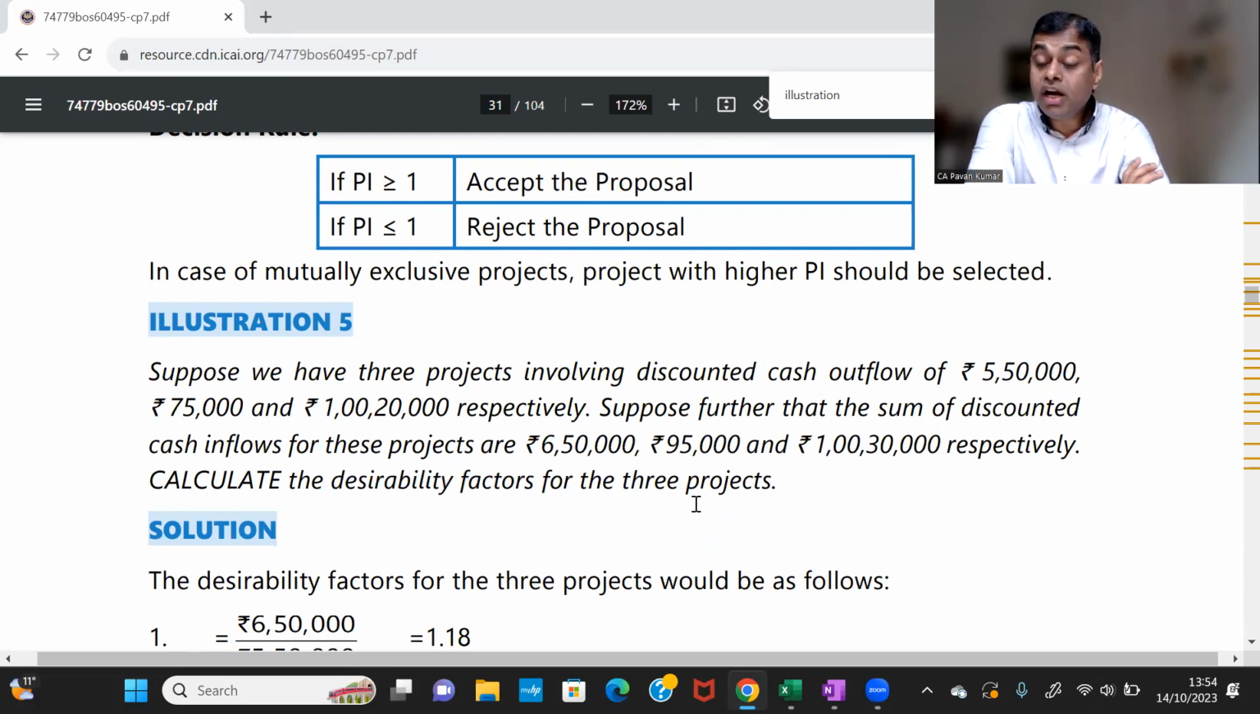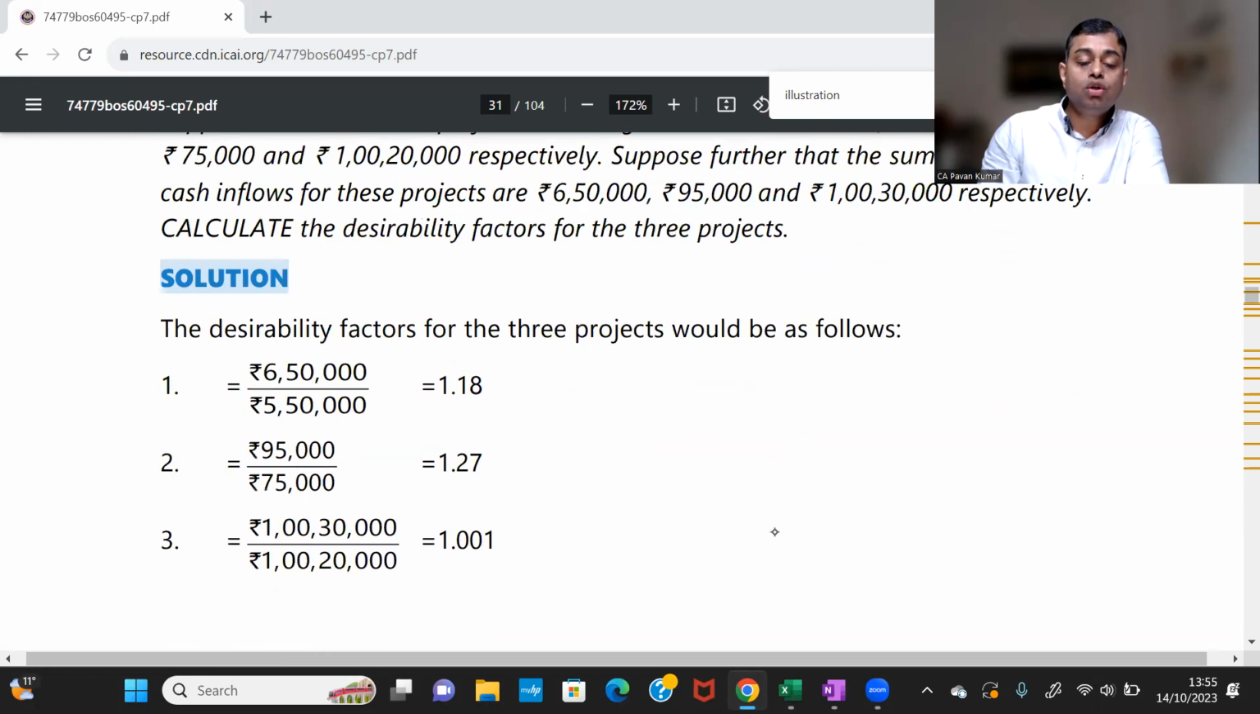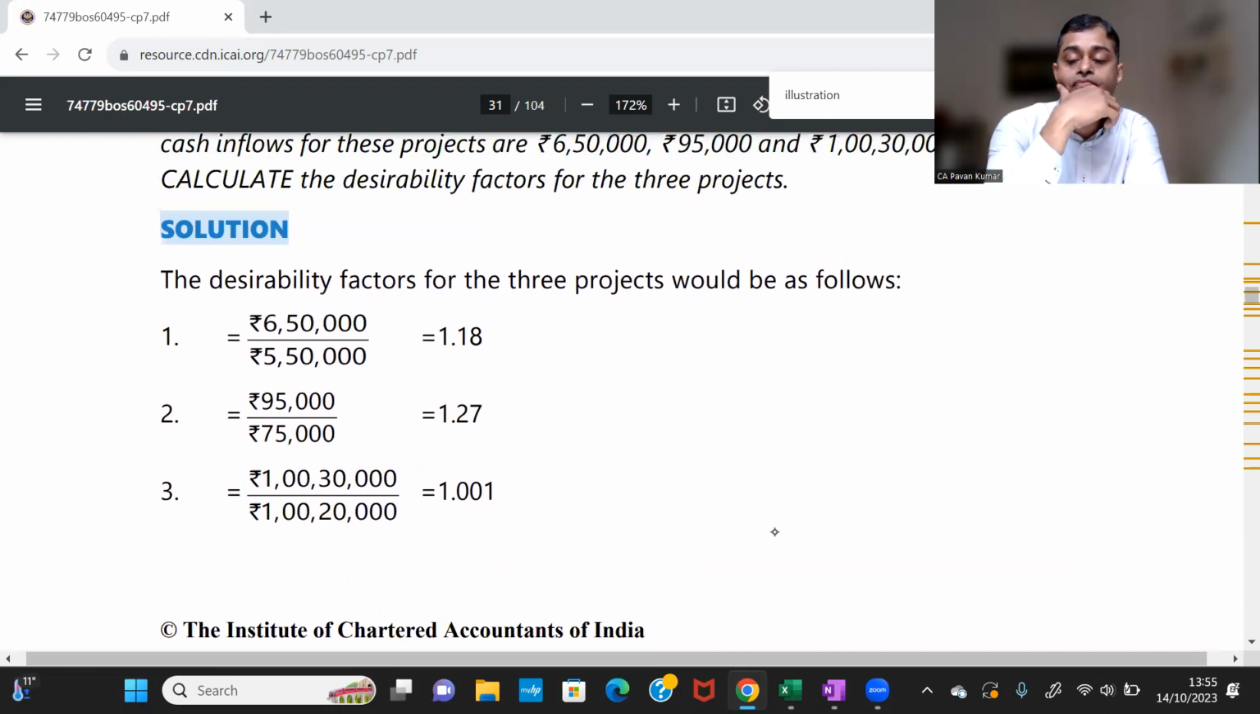So I'm getting answers 1.18, 1.18, 1.18. Okay, I assume this is the first project. Then what about project 2? Oh, 1.18, 1.27, 1.001. Excellent. So check if you got these answers. Excellent. Very good.